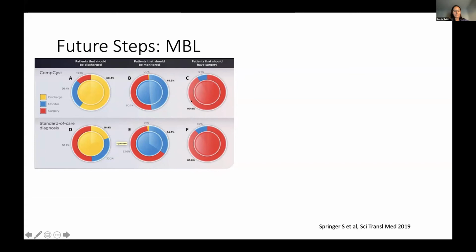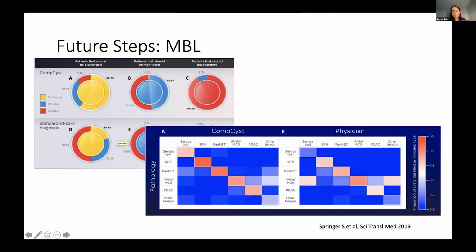And they found that there were significantly higher rates compared to the standard of care diagnosis of fluid analysis, clinical history and imaging when CompCyst was used in all 3 categories, but most specifically in discharging patients and continuing monitoring. And then furthermore, in determining the actual cyst type itself, you can see that there was excellent agreement between the CompCyst evaluation and the actual pathology specimen, compared to the physician.